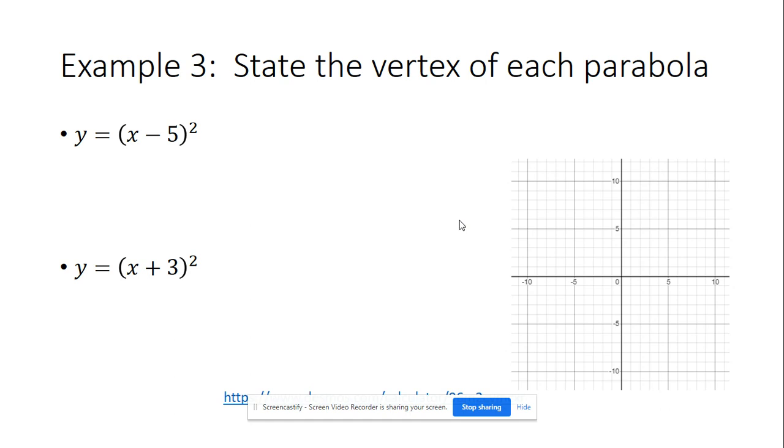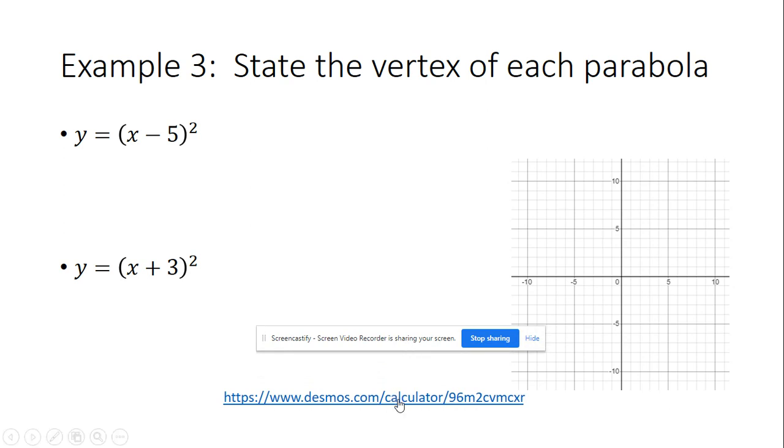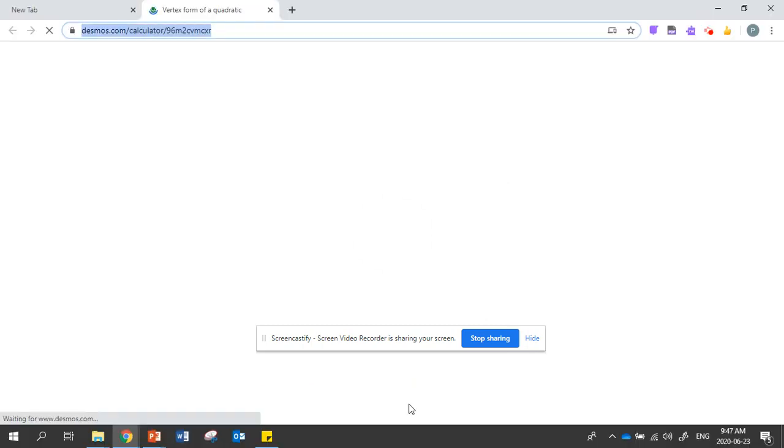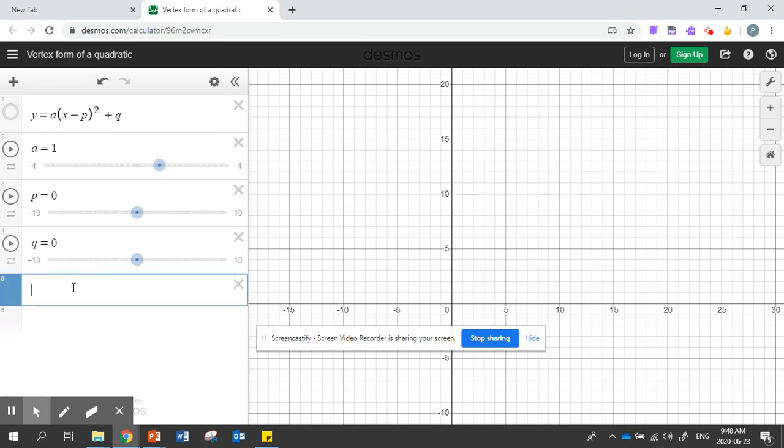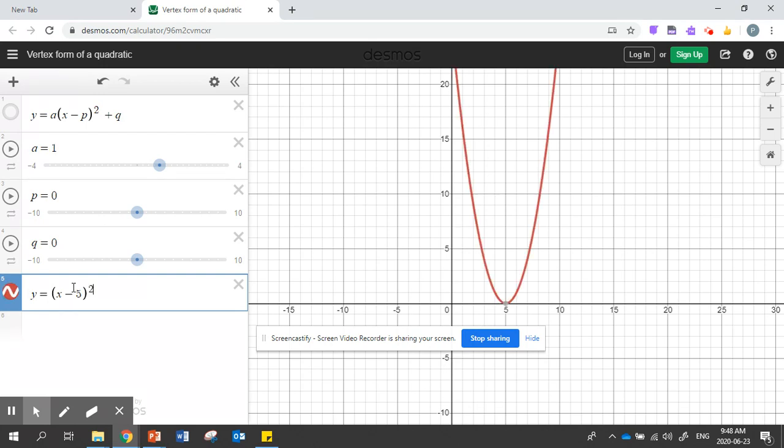Okay. So this question says state the vertex of each parabola. I made a little Desmos thing over here. If you guys use Desmos, you know it's a great program, kind of an online calculator for us. Don't worry too much about this one over here. What we want to do is y equals x minus 5 squared.